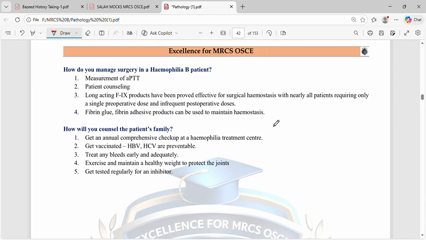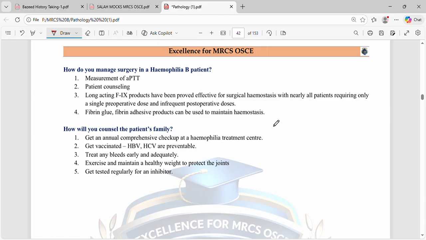How will you counsel the patient's family? Get an annual comprehensive checkup at a hemophilia treatment center. Get vaccinated; hepatitis B virus and C are preventable. Treat any bleeds early and adequately. Exercise and maintain a healthy weight to protect the joints. Get tested regularly for an inhibitor. Okay, so these are all about the family counseling.